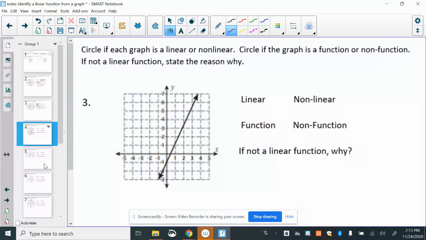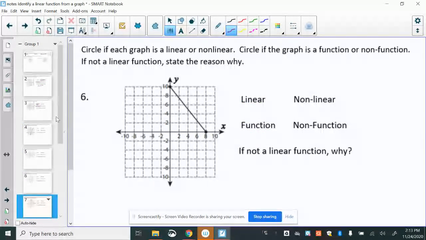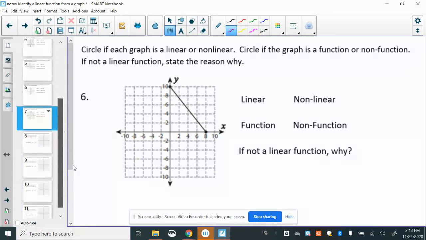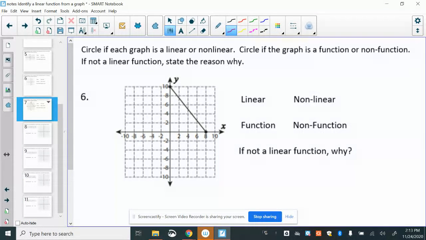All right, guys, you try these next four. Again, the answer key is in Schoology. Go ahead, try them, check your answers against the key, and then let me know if you have any questions.